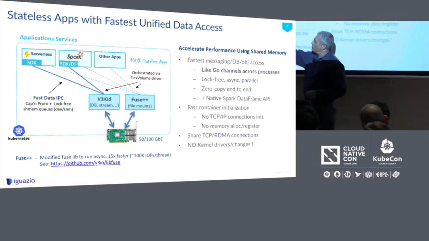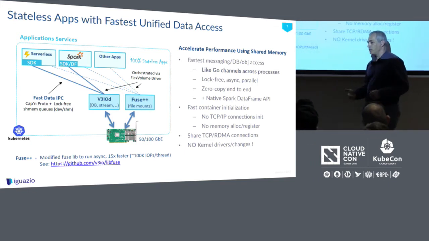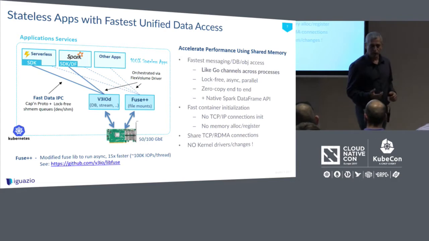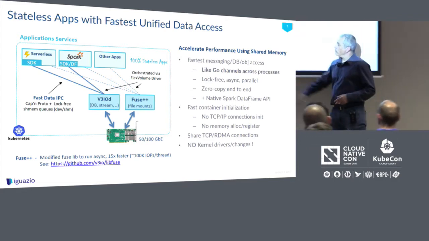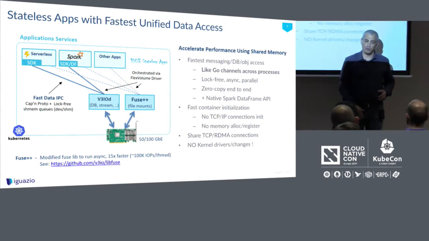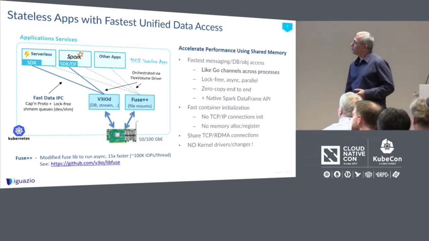Those message queue protocols that we built using Cap'n Proto and shared memory can do about 1 million messages per thread. Okay, so this is pretty high performance. And those networking protocols can do about 2 million RPC calls per second on one node.